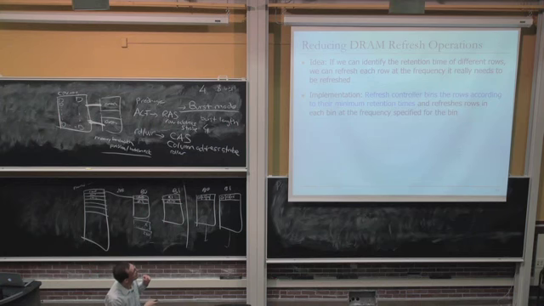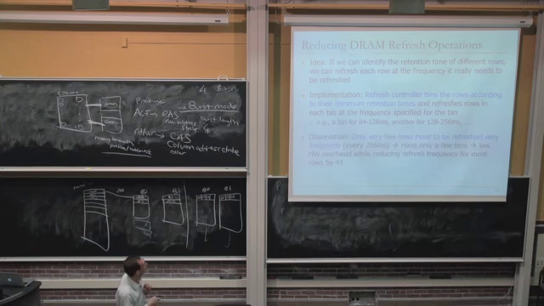And the idea Jamie had was to bin the rows according to their minimum retention times. So don't actually store the retention time of every single row, but bin the rows, and refresh the rows at each bin at the frequency specified for the bin. So for example, you have a bin for rows that need to be refreshed every 64 milliseconds. And that bin contains the rows that have retention times between 64 to 128 milliseconds. You have another bin for rows that have retention times between 128 to 256 milliseconds.